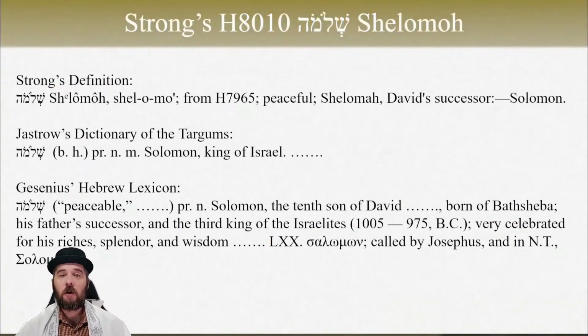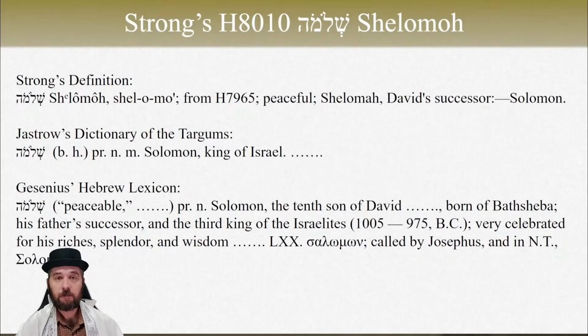And Shlomo is Strong's H8010. And Shlomo literally means peaceful or peaceable. And that kind of characterized his reign as king for the most part. We'll get into some of the finer details, but for the most part, King Shlomo's reign was a peaceful one, a prosperous one.